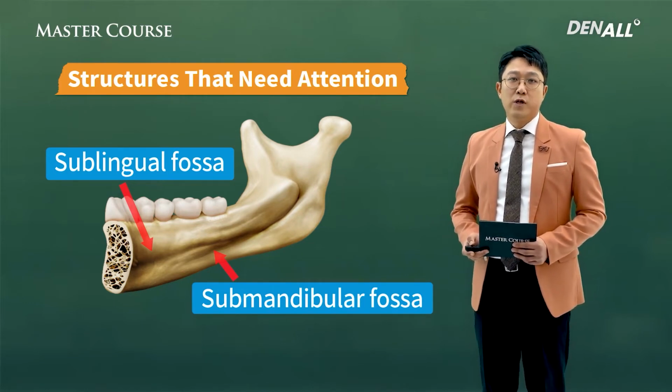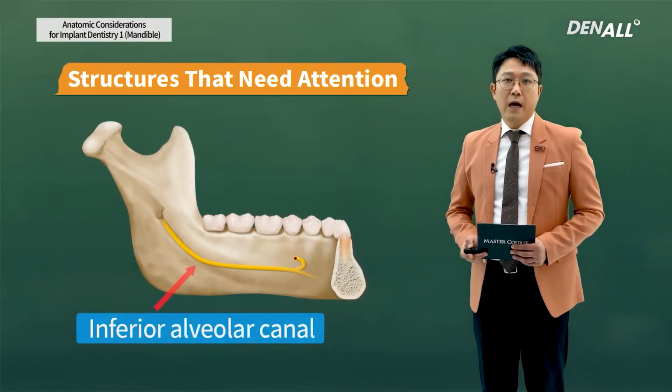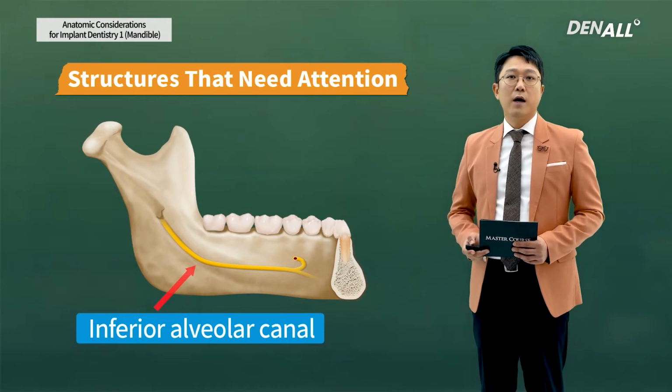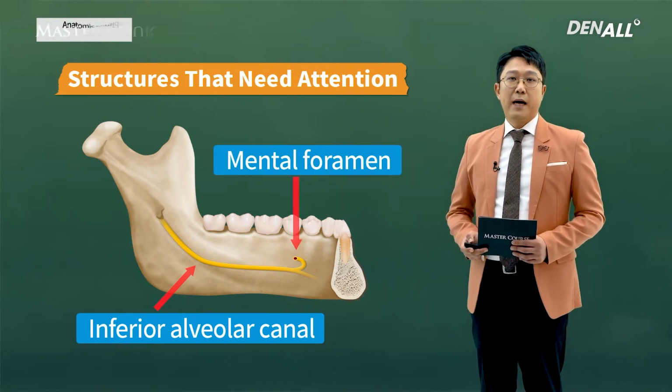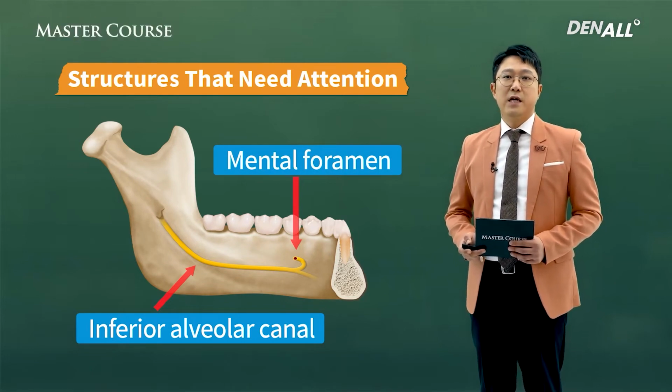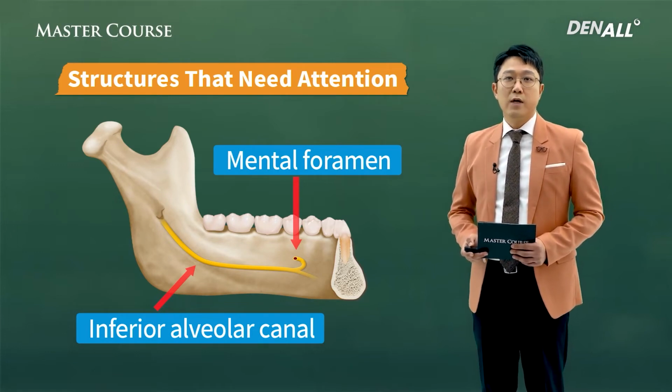Another structure that you need to be careful of in the mandible is the inferior alveolar canal and the mental foramen. Before surgery, we need to identify the locations of these on the X-ray. So when you place an implant, you need to be careful not to touch them because nerve and the blood vessels are running there.